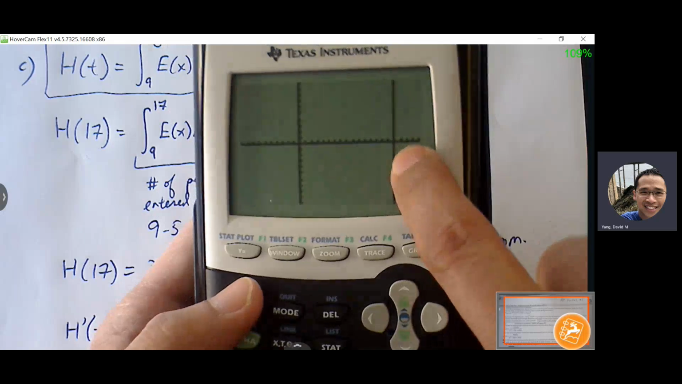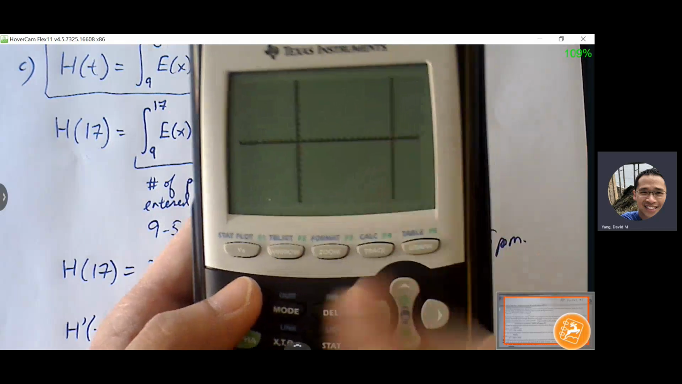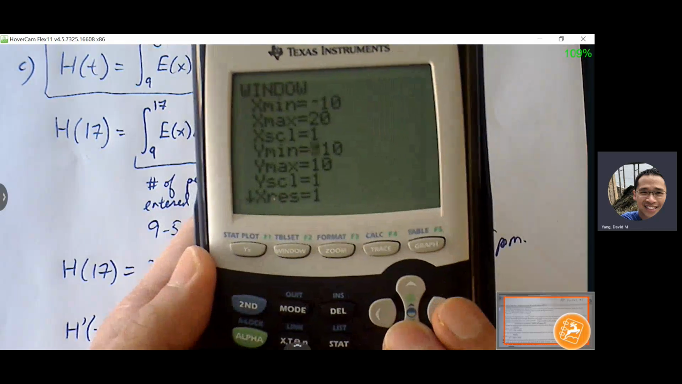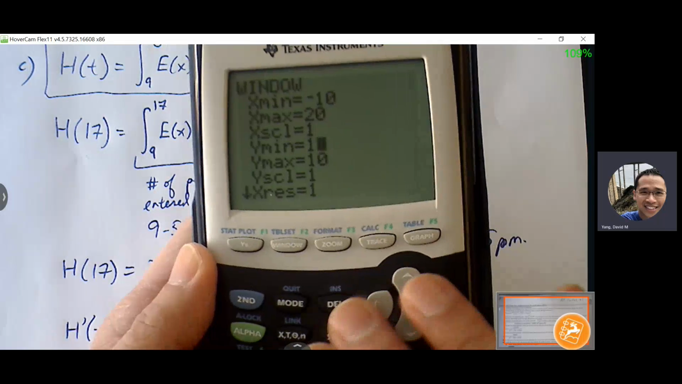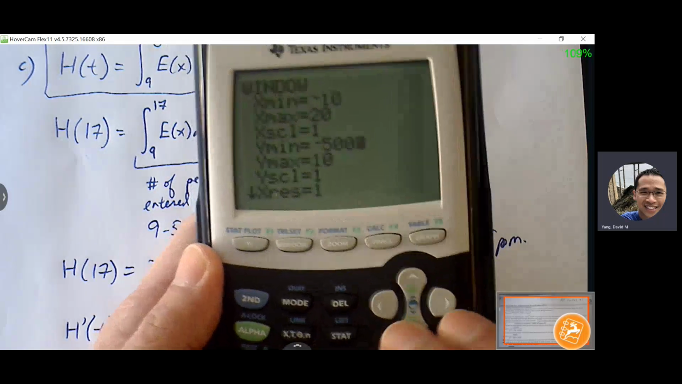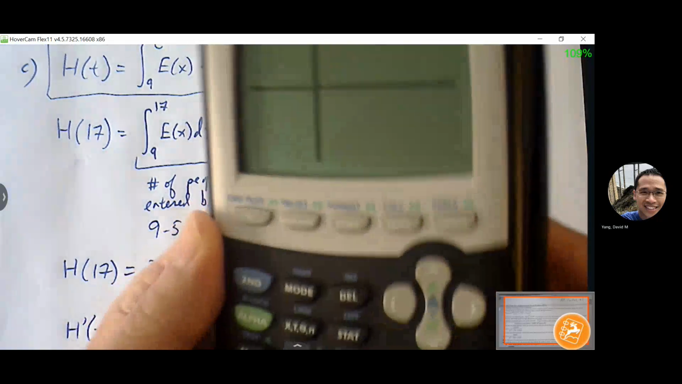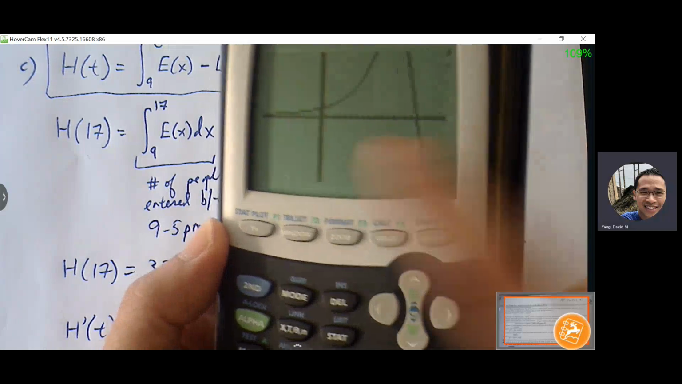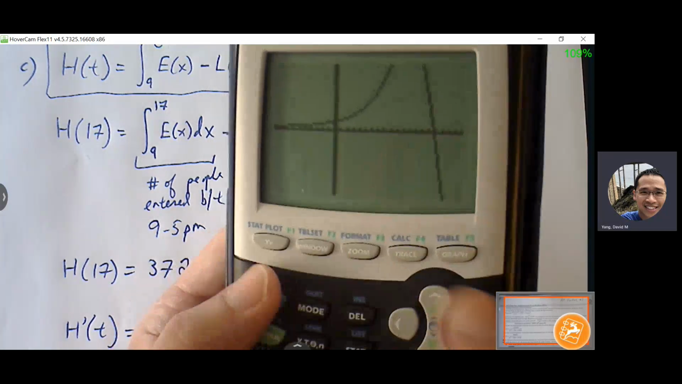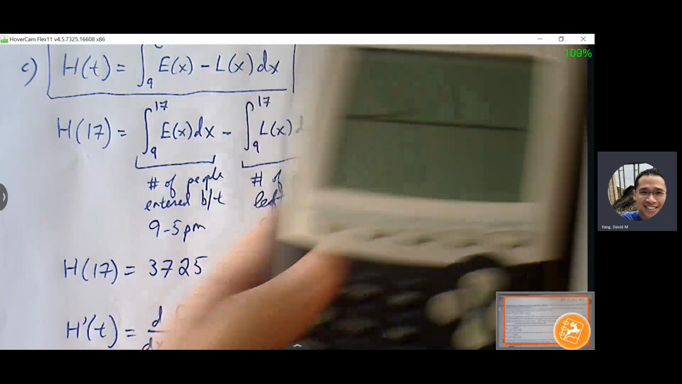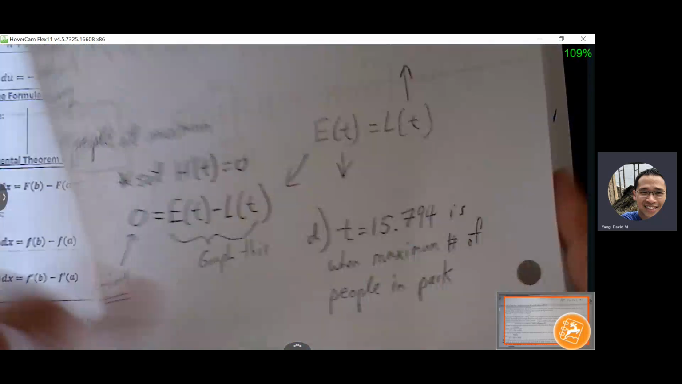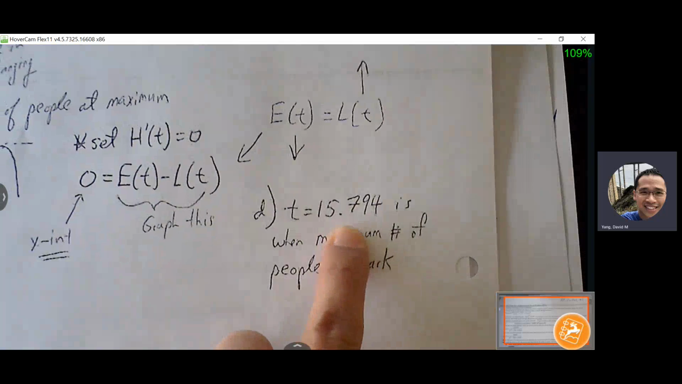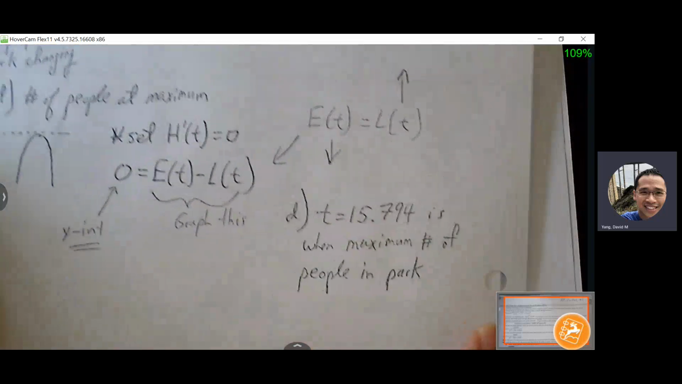Okay, it's occurring somewhere in that 15 range, but if I adjust my y min, y max, so let's say negative 200, 200, or negative 500, 500. Yeah, there it is. I can see that intersection. So if I do that intersection, it's going to come out to be around t equals 15, which is around 3 p.m. So that's when the park is at a maximum.